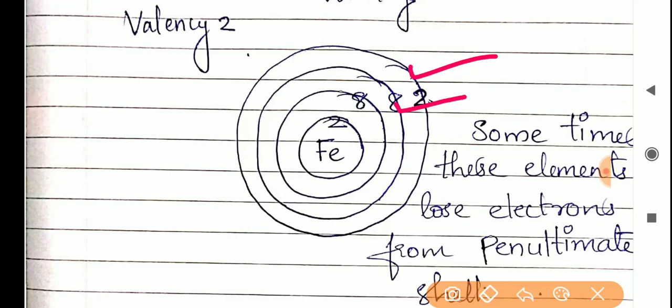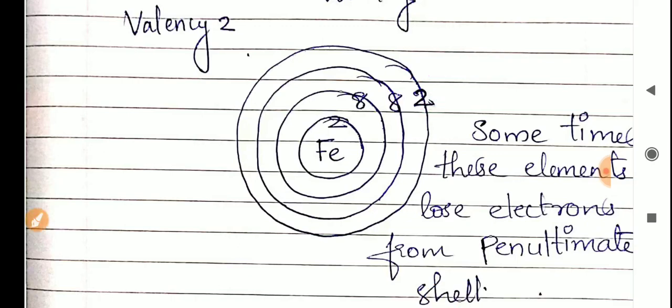Sometimes some atoms will lose electrons from the penultimate shell and will show two different valencies. That is known as variable valency. What is variable valency? Some atoms will lose electrons from their penultimate shell also and exist in two different valencies. That is known as variable valency.